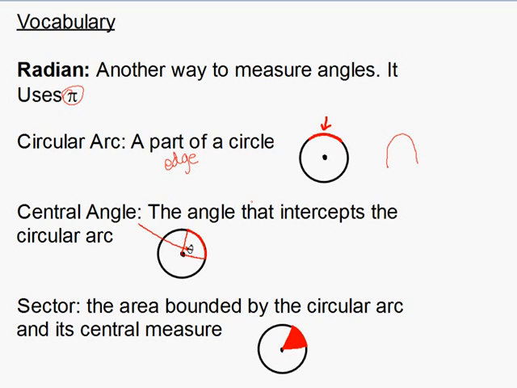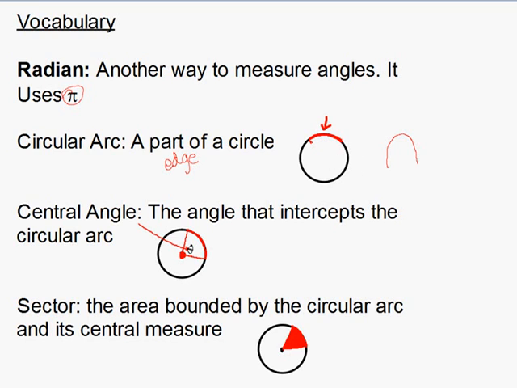Central angle, that's the angle that intercepts the circular arc. So it's the angle where the vertex sits on top of the center of the circle, and it's the same angle that takes that arc. So the central angle right here, and I know I'm doing a bad job, but that would be your theta right there. Okay, so it's whatever angle you see in the central arc, and let's go ahead and delete that right now.